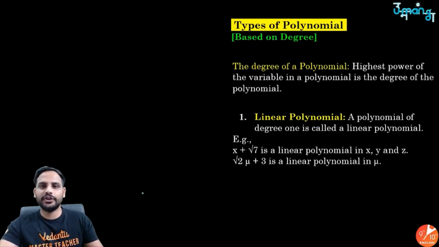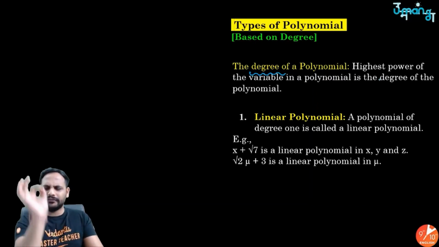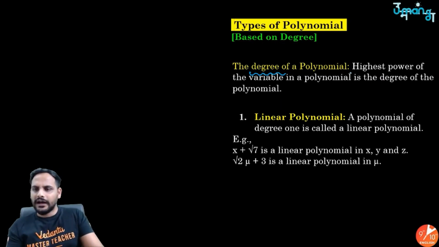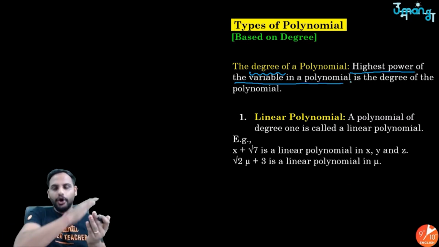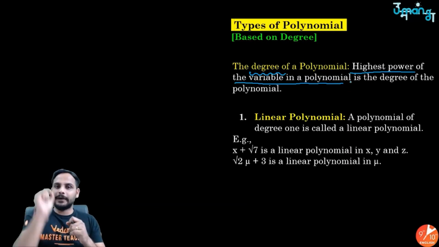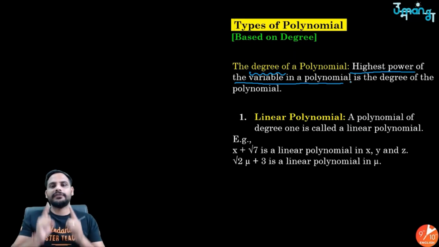Then the classification on the basis of degree. First is linear polynomial, which means the power of the variable is 1. But first we need to understand degree. Before I go to the classification on the basis of degree, the meaning of degree of a polynomial, a very small concept, is the highest power of the variable in a polynomial. Just see the power of the variable in all the terms, and whichever term has the highest power of the variable, that will be the degree of the polynomial.